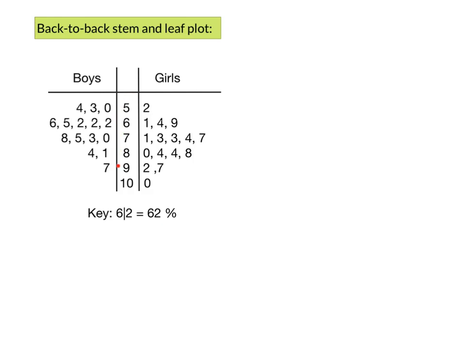meaning the column in the middle refers to tens and the column on either side will refer to the units. So here if I had 6 and then a 2, it would mean 62%. So possibly this is a result for a test or something. Now if I look at the girls, that's a standard stem and leaf plot that we saw before.